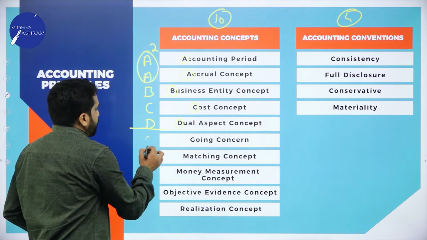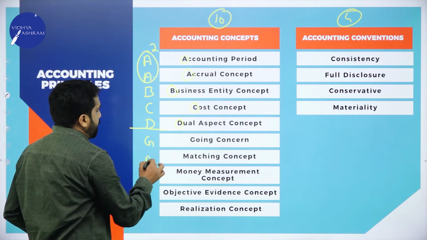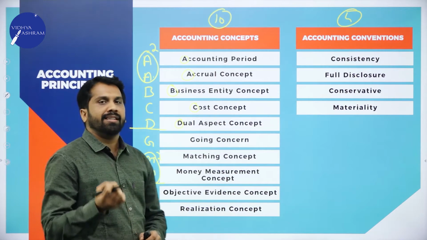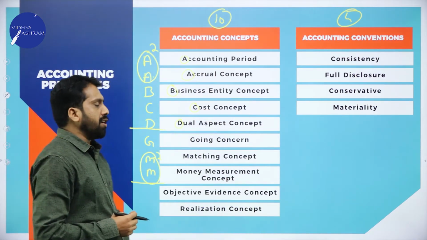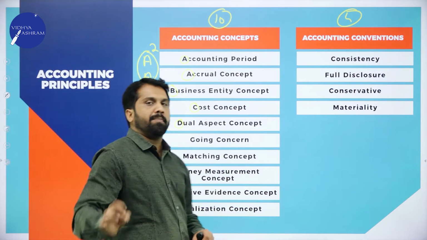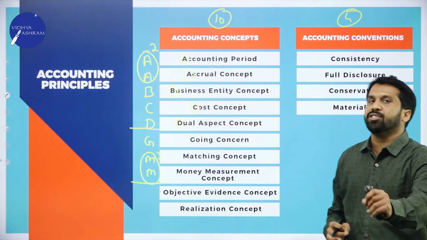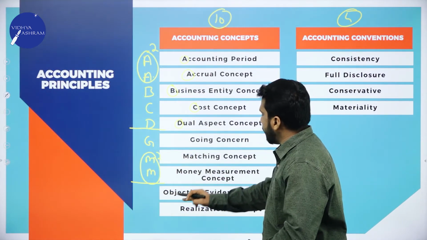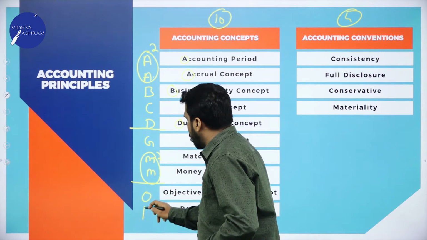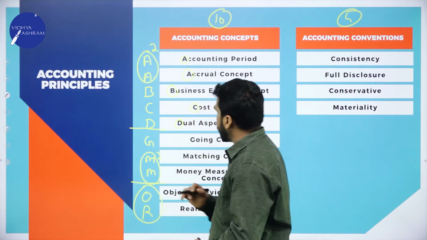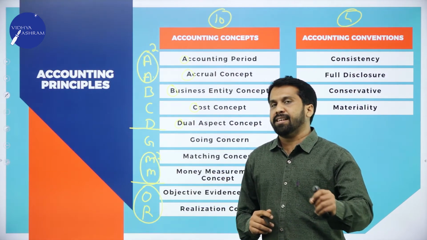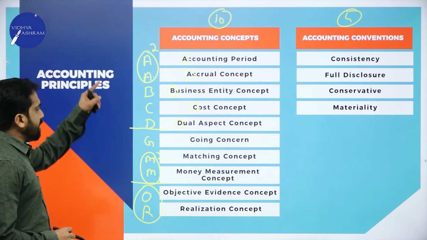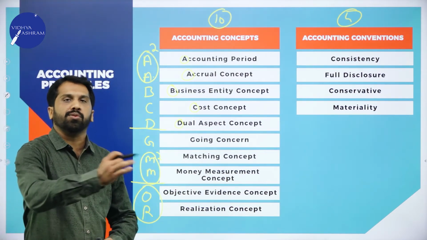G, and we have M and M. We can call it M square. So G, M. G for going concern. M for matching as well as money measurement concept. Now your GM is also over. What are the last two? O and R. O for objective evidence and R for realization concept. These are the 10 concepts you need to remember.